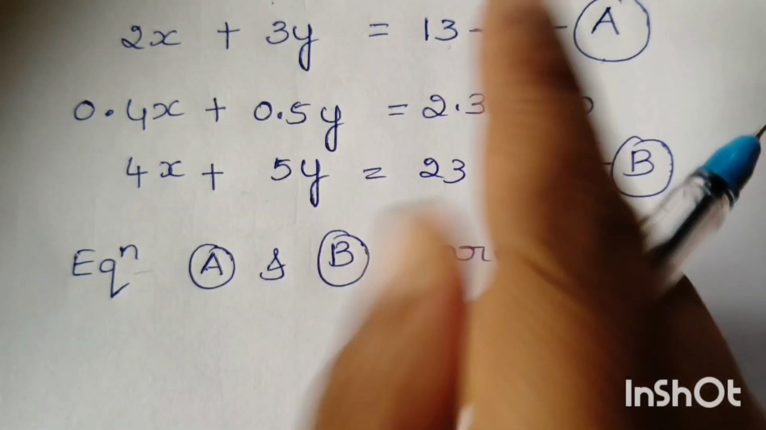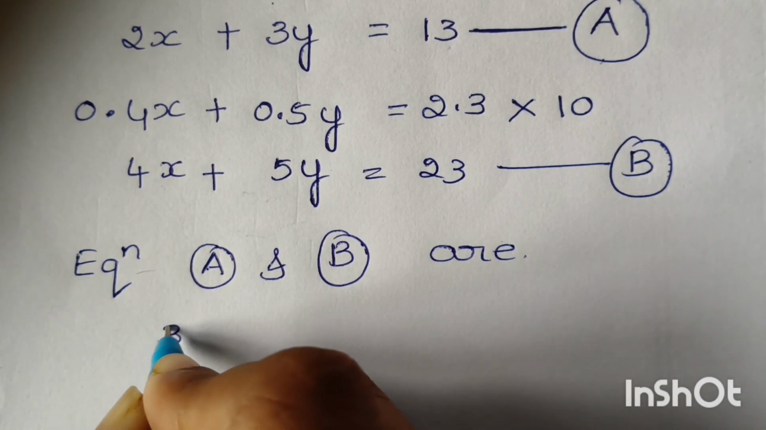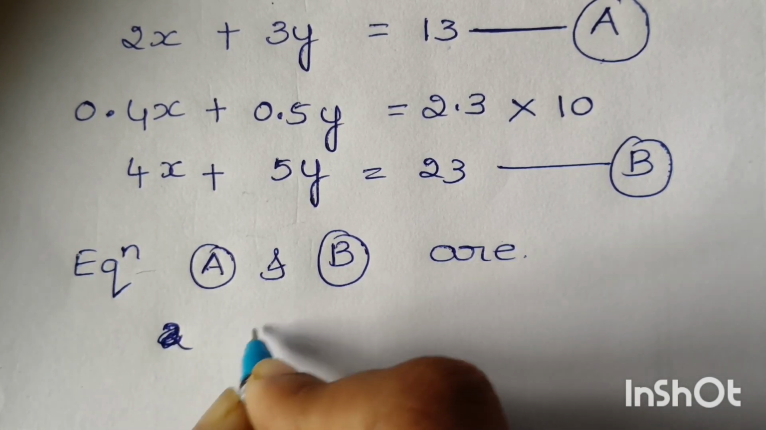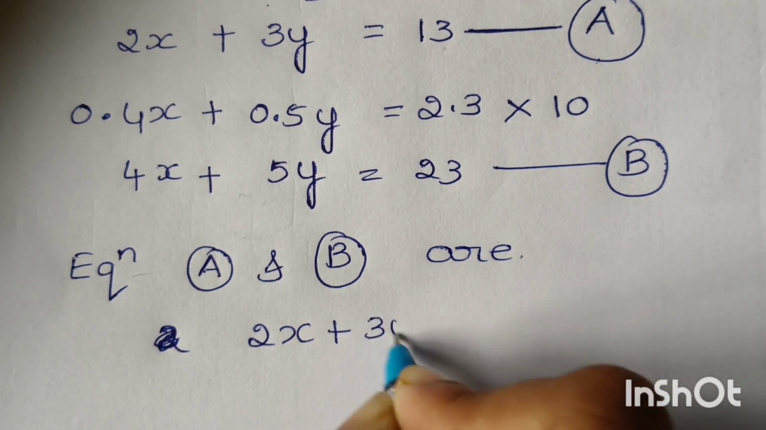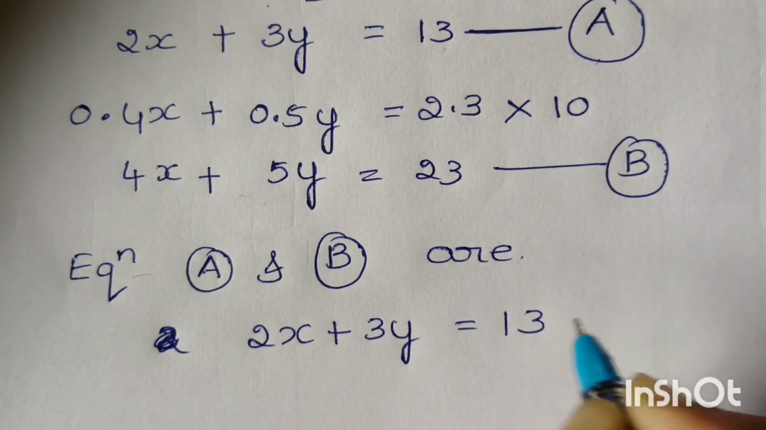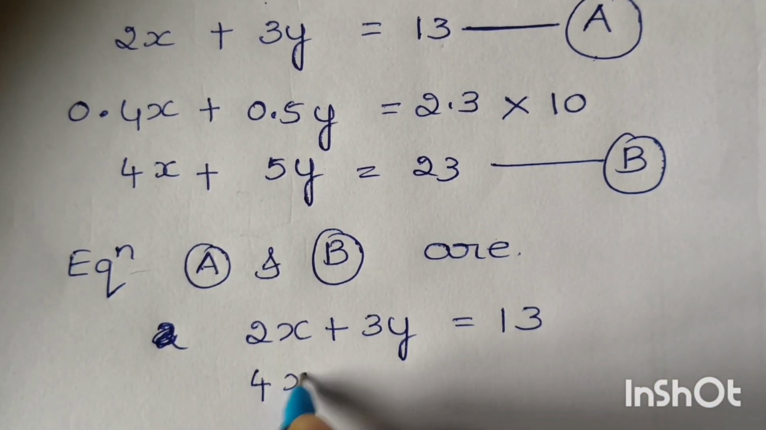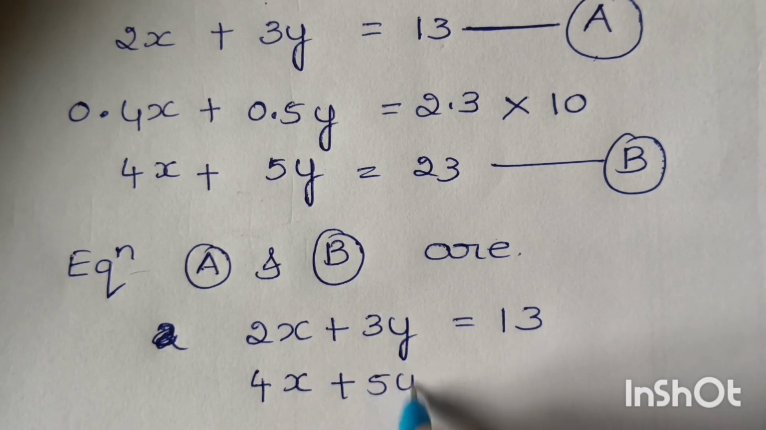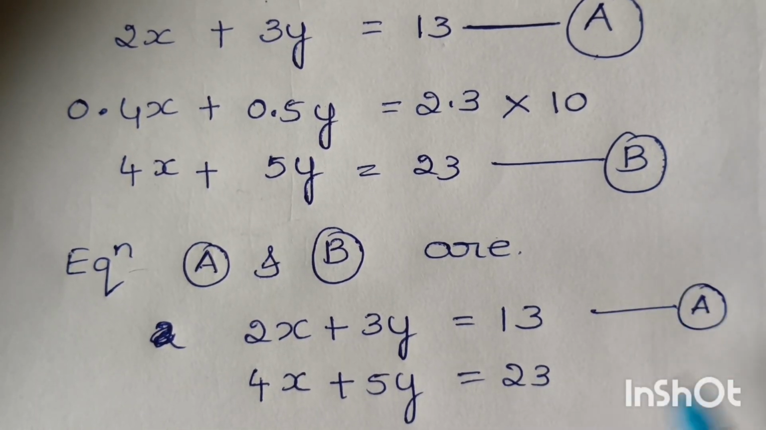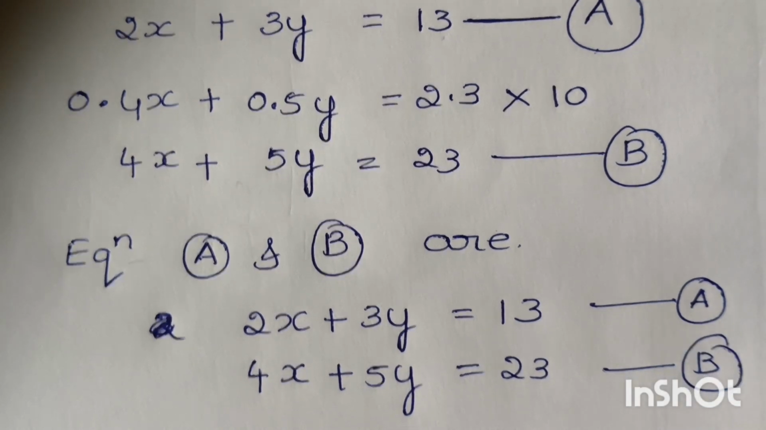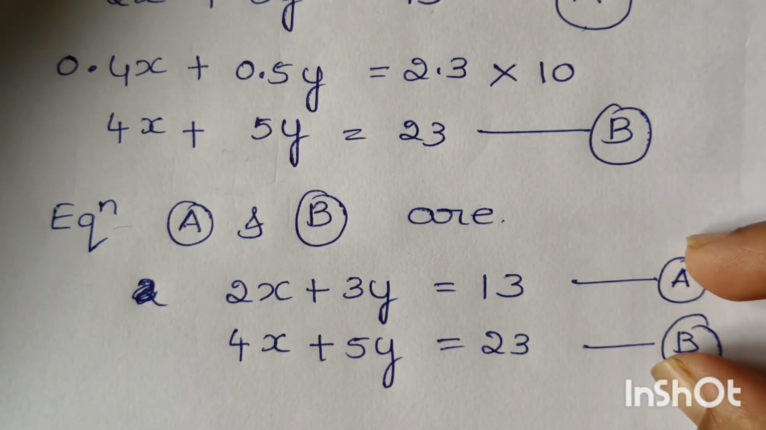2x plus 3y is equal to 13. 4x plus 5y is equal to 23. This is our equation A and this is our equation B. Now we have to solve these two equations by substitution method.